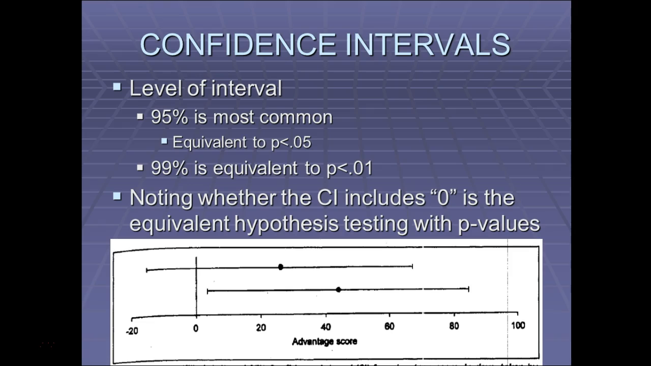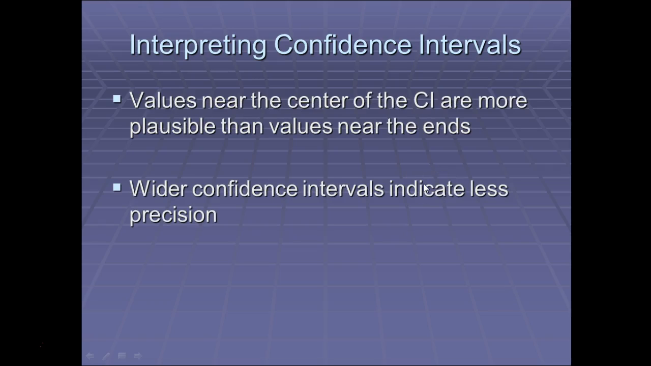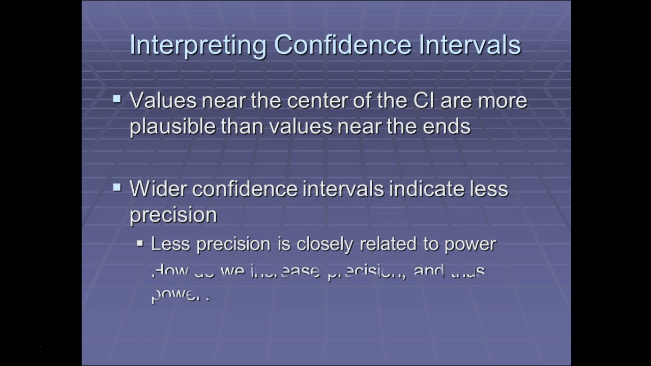So if we were to go back to this slide, what we would say is that values near the center or closer to the point estimate are definitely more precise or more reliable than values that fall way towards the ends of the confidence intervals. And so wider confidence intervals indicate less precision. Usually if they're too wide, that means there's a small sample size, and that results in low power. So less precision is closely related or correlated to power.